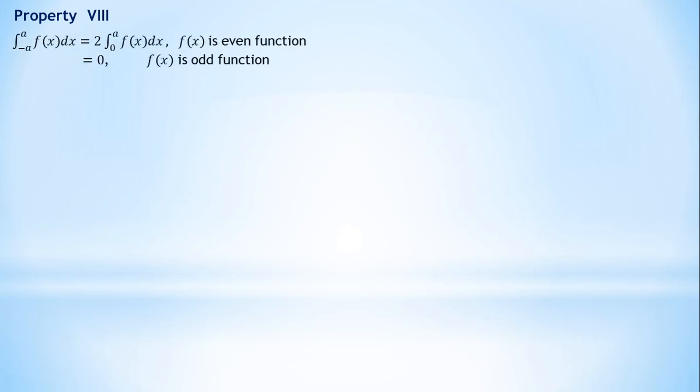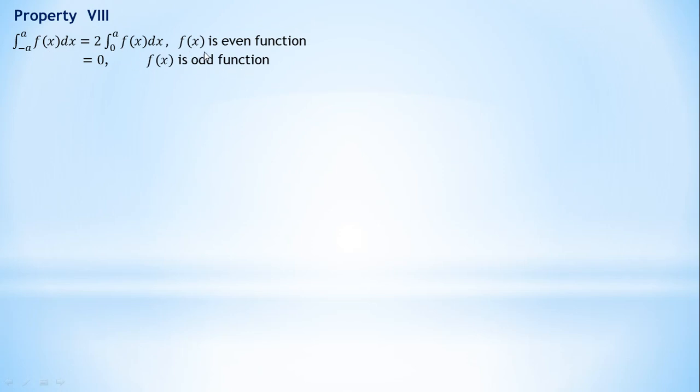Now let us discuss the next property, property number 8. Property number 8 says that if the integration is from minus a to a f of x dx, here the limits of the integrations are important. Lower limit is minus a, upper limit is a, of the function f of x dx, it can be written as 2 times 0 to a f of x dx if f of x is an even function, and it will be equal to 0 if f of x is an odd function.